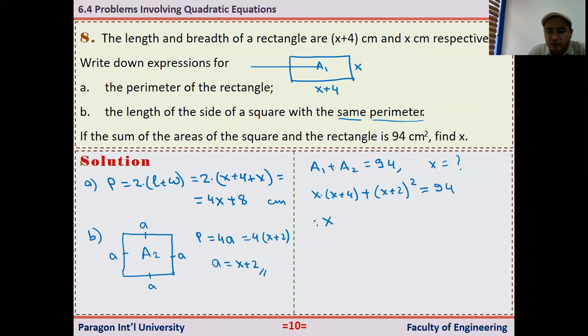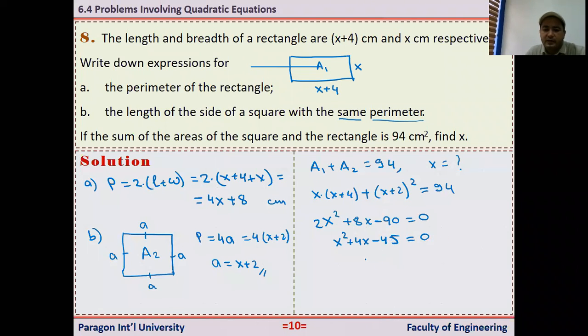I will have here 2x squared. Plus, here we have 2x, 4x, so here we have 8x. And the constant number is 4. Take 94 to the left-hand side: 4 minus 94, minus 90, is equal to 0. Or I can simplify this further. Here we have x squared plus 4x minus 45 is equal to 0.